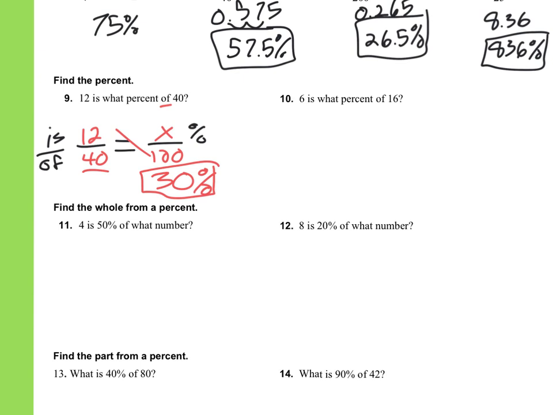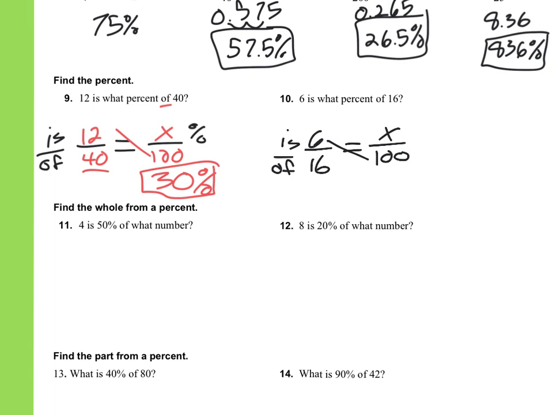Okay, so I'm going to do one more, and then I would like you to try some on your own, just to get comfortable before you do your assignment. So we're going to go line equals line over 100, because it's always over 100 with percent. 6 is, so remember, is lives here. Of lives there. 6 is, so 6 there is what percent? So we don't know the percent of 16. We put it there. So this is going to be 6 times 100, which is 600, divided by 16.